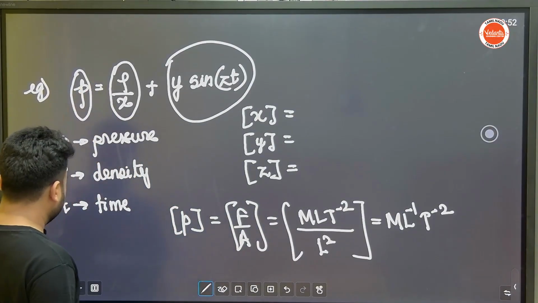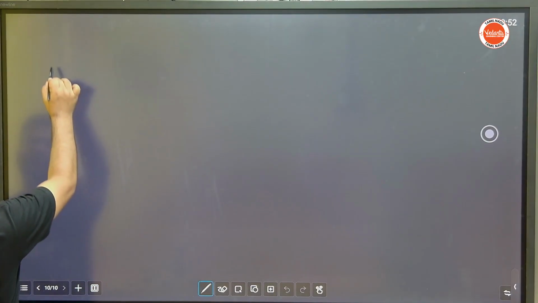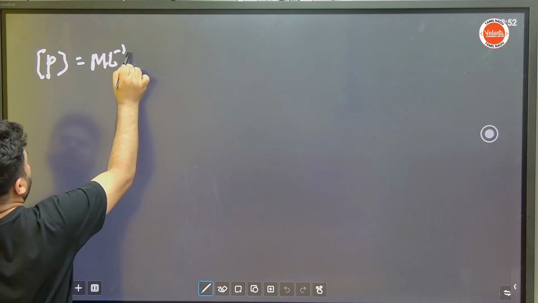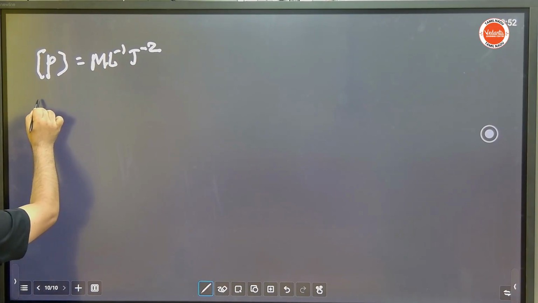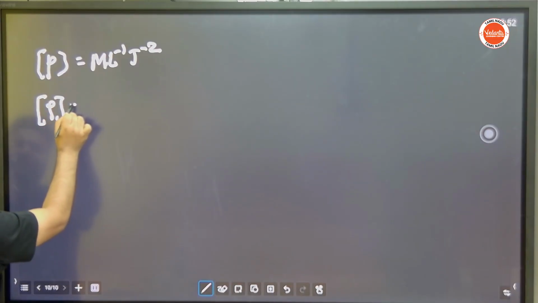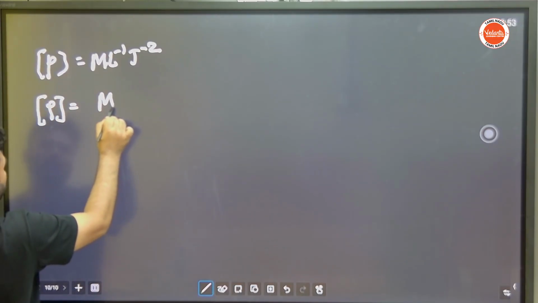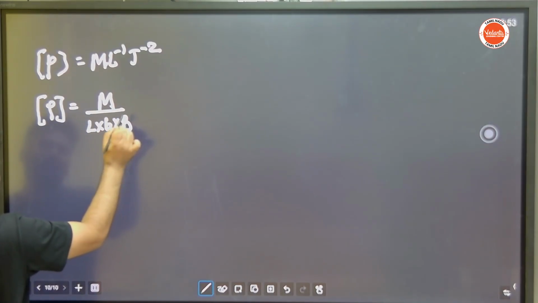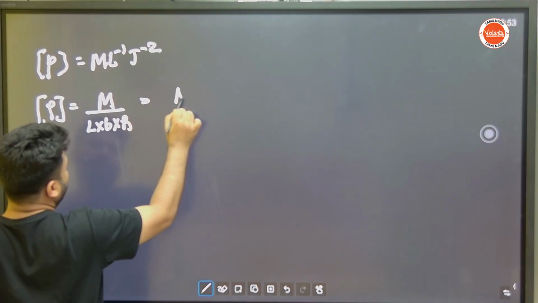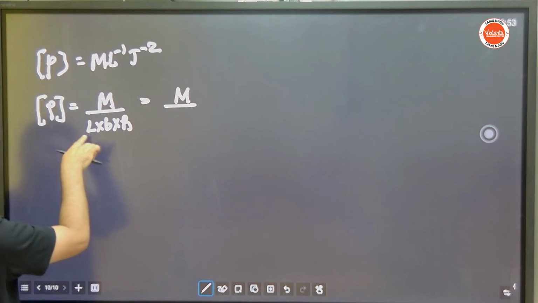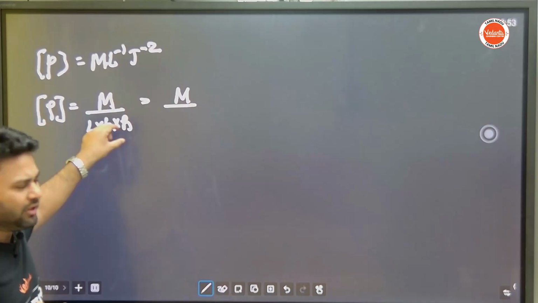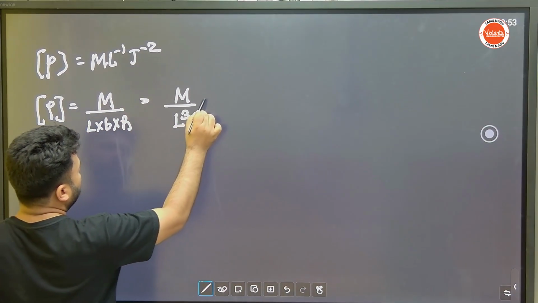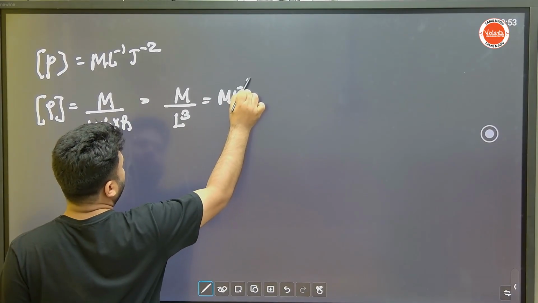Now, what is the dimension of density? So the dimension of pressure I am writing, M L minus 1 T minus 2. Now, what is the dimension of density? Density is nothing but mass by volume. Volume is nothing but length into breadth into height. We can write it like this: mass, and length has the dimension of length, breadth is length only, height is length only. So L cube, meaning M L to the power minus 3.